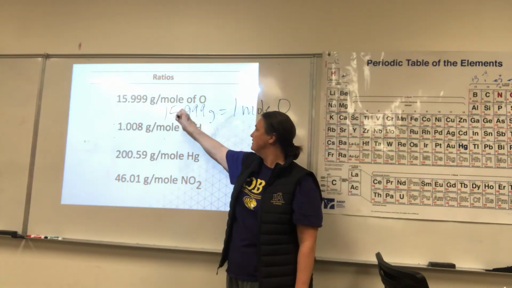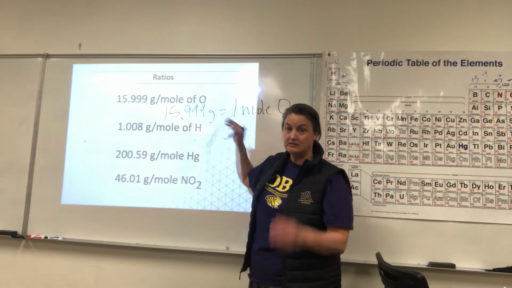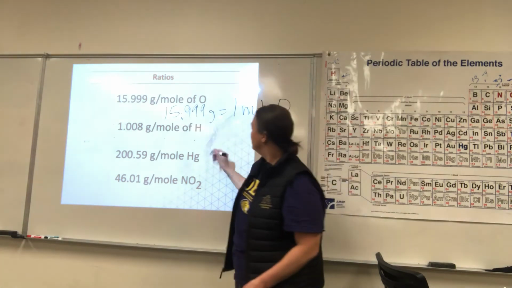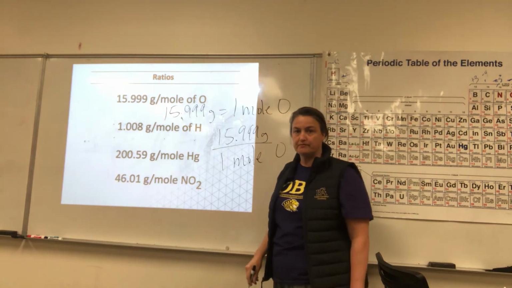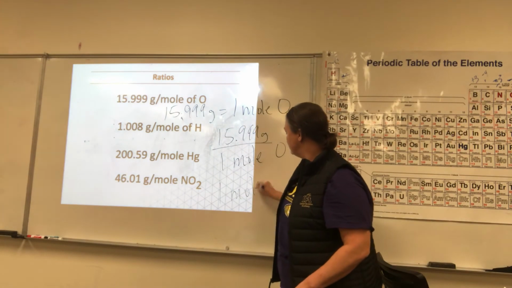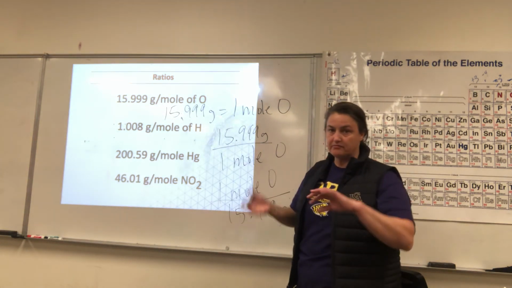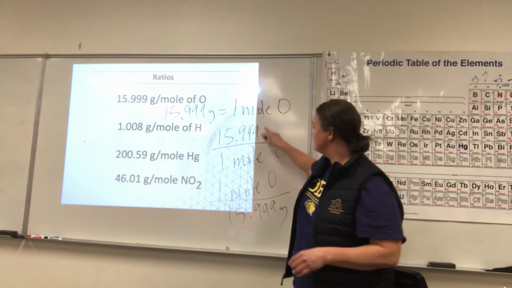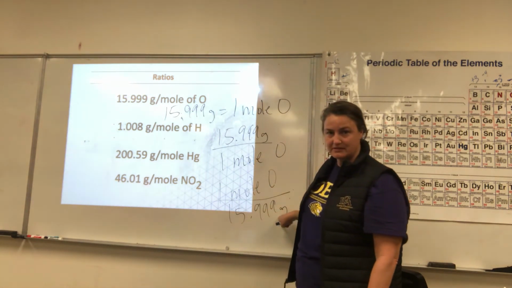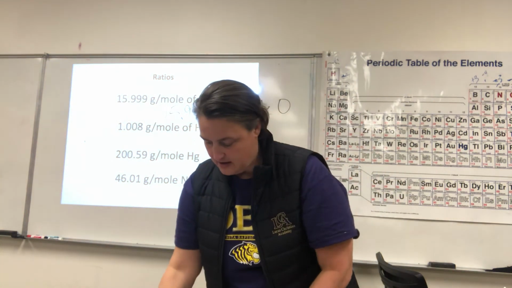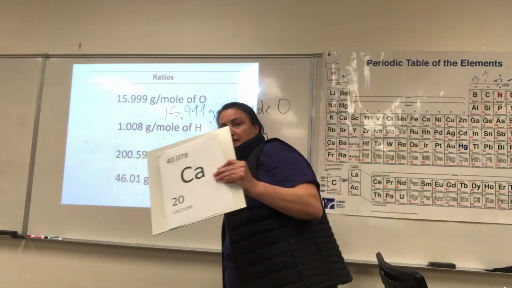There are 15.999 grams in 1 mole of oxygen. Those numbers equal each other. So because they equal each other, we can create a ratio. We can say there's 15.999 grams in 1 mole of oxygen, or we can flip it. We can say in 1 mole of oxygen, we have 15.999 grams. We can make the relationship either way. So it's important that you can take an element in the periodic table like this, and from here, create a ratio.